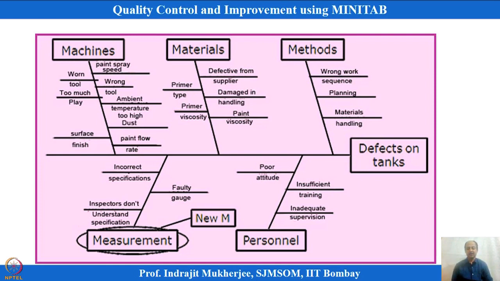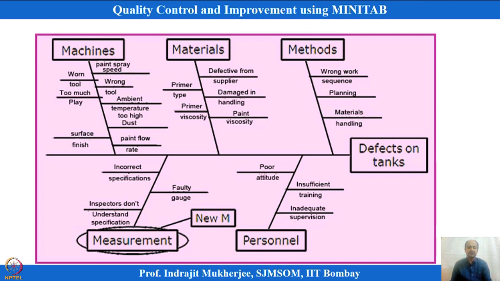Maybe some of the causes and sub causes may not be present in certain scenarios. It depends on what type of problem we are addressing. Here we can see man, material, methods, machines, measurements. Personal means man over here. So 5 M's are present, but environment is not so prominent. There is no such environmental influence creating defects in the tank.